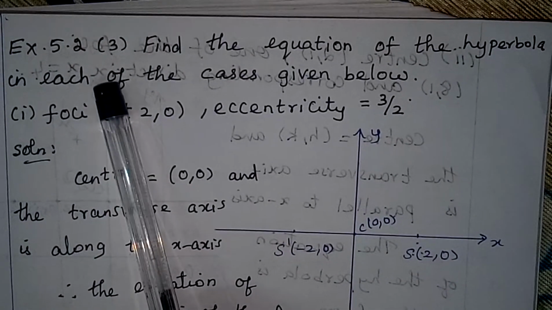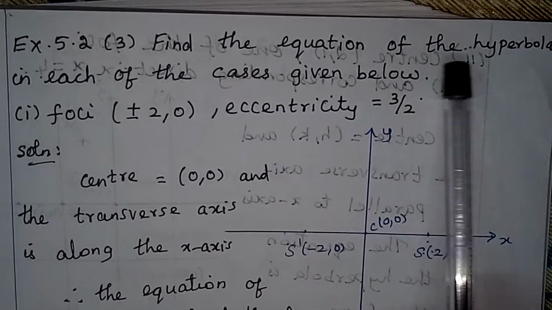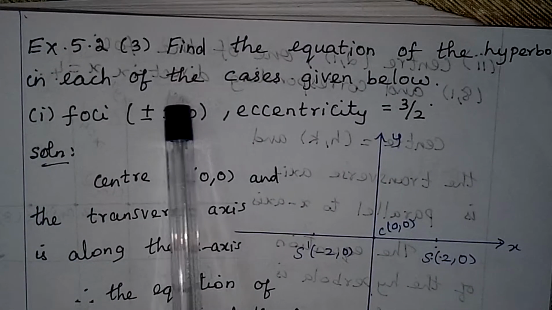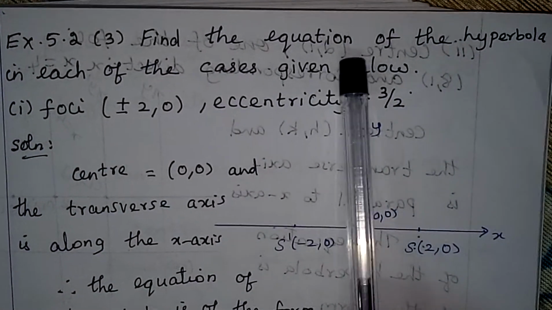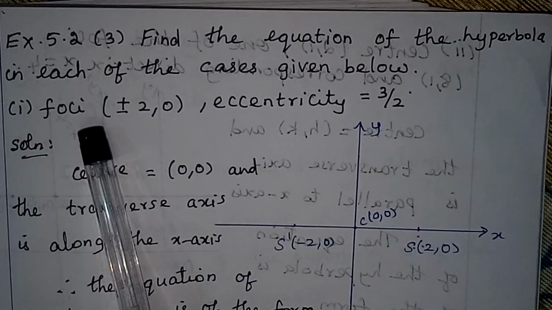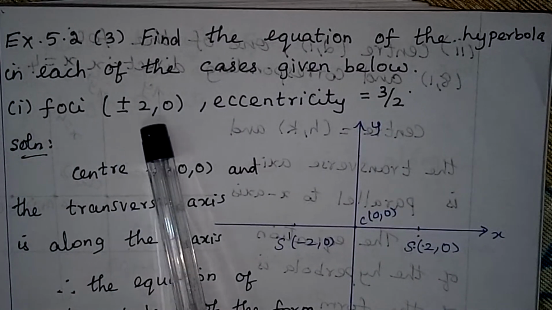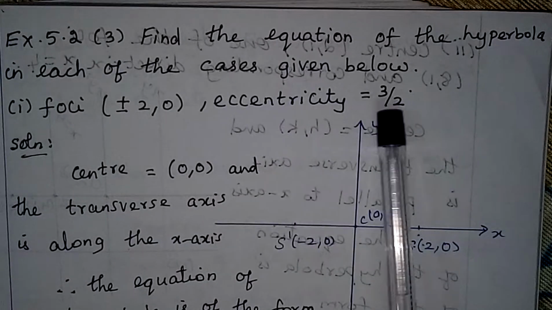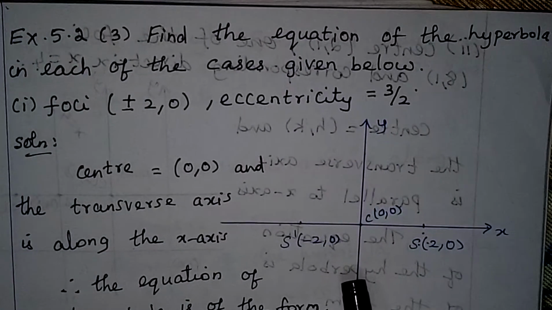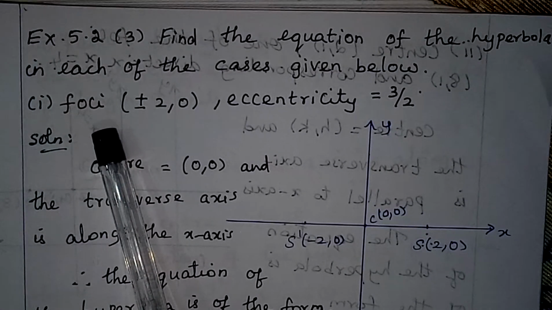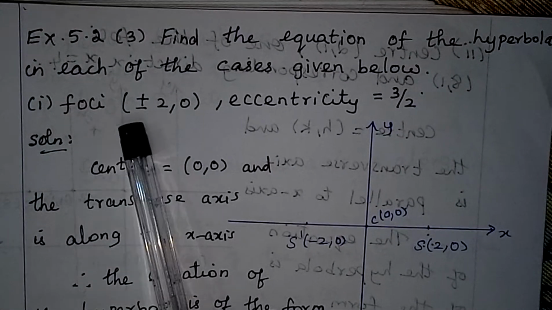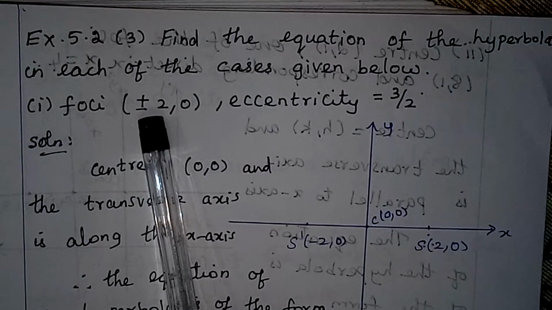Now we can see the sums. Exercise 5.2, question number 3. Find the equation of the hyperbola in each of the following cases given below. So you have to find the equation of the hyperbola. The first subdivision: the foci are given, plus or minus 2, 0. Eccentricity is also given. The diagram is not compulsory here. So we have to identify which type it is. The foci are plus or minus 2, 0. So it is of which type?